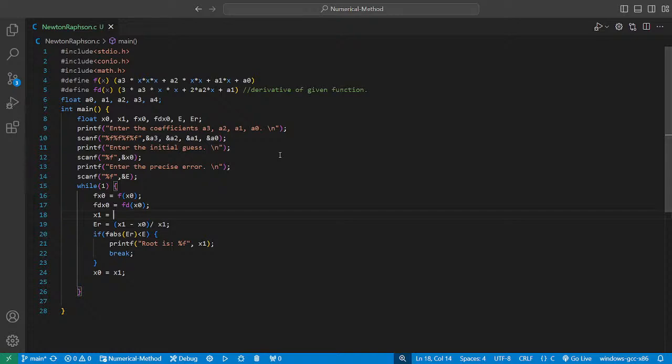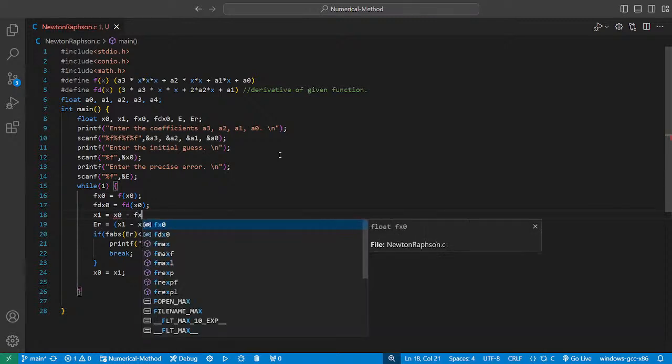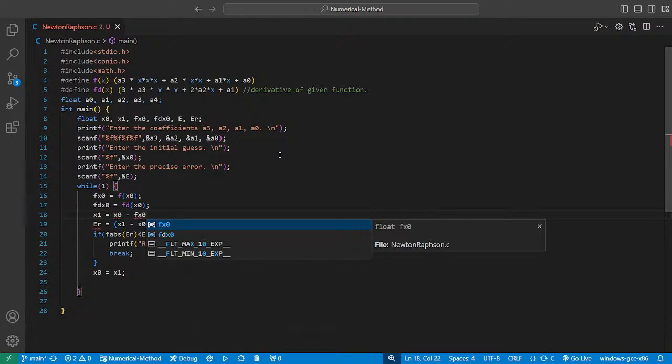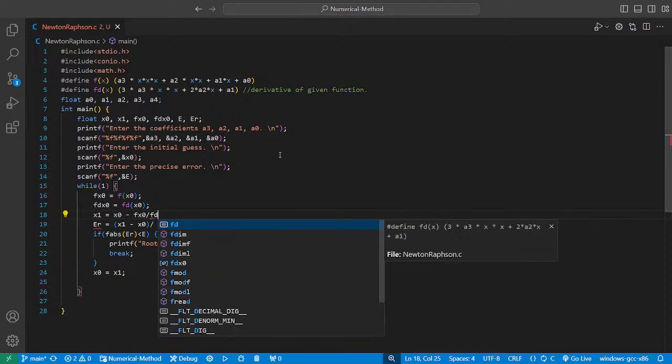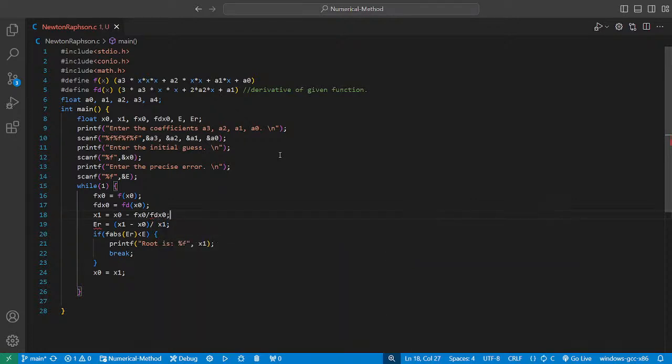In our case that will be x naught minus f(x naught) upon fd(x naught). Okay, fd x naught. Okay, that's correct. Now we are on our track.